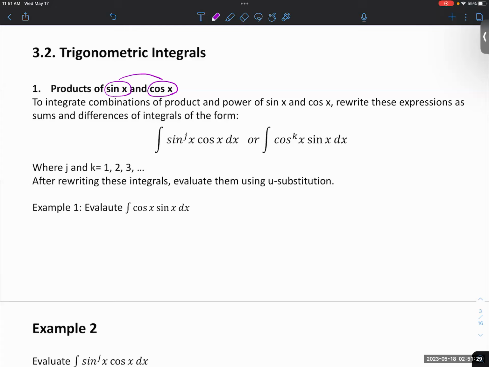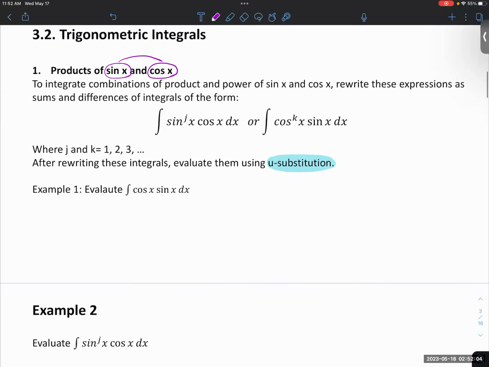The answer is actually no, because sine and cosine are more complicated functions. It's not just a number, it's more likely trigonometric, geometric concepts. So when you're taking the integral of the product of two trigonometric functions, in general, we are going to use u substitution. We talked about this a long time ago in chapter 1. So here is the example.